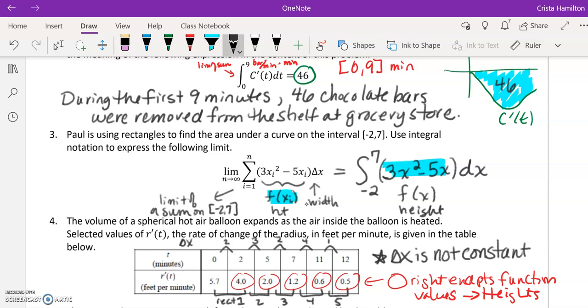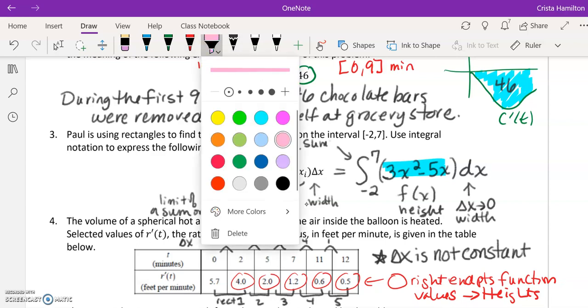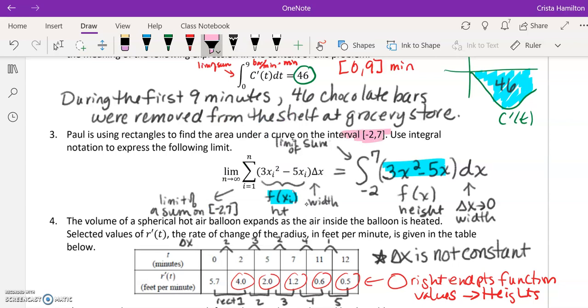And then the dx over here is what we did when delta x went to 0. It became that differential, and that is our width of the rectangle. The integral notation is our limit of a sum, and that's why it became the definite integral. And then where did our bounds come from? Remember that the bounds always come from the interval of interest, the -2 to 7 on that, right?